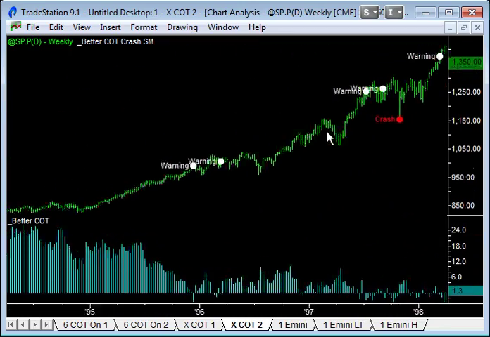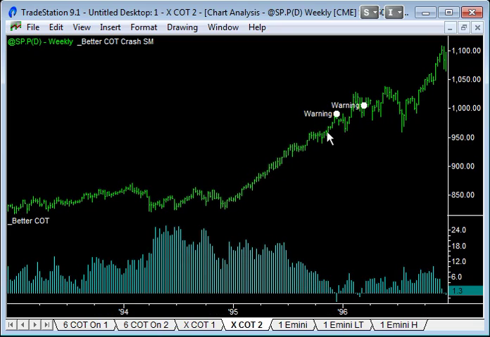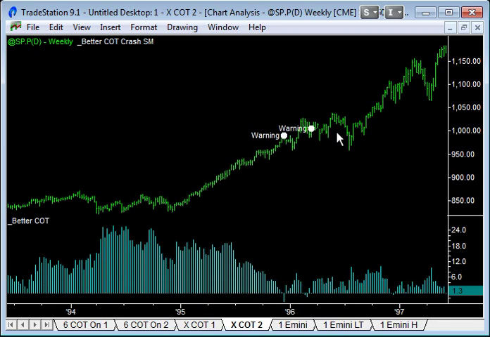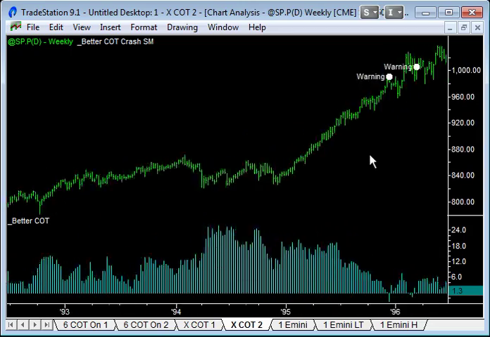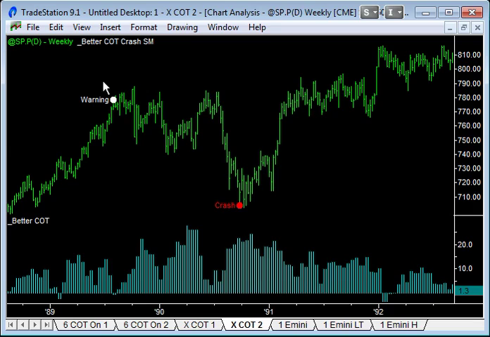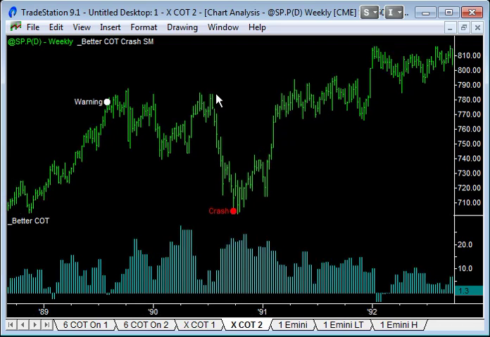Then prior to that, around the 90s, we had 96. We had some warnings there. They led to some weakness, didn't end up being a 10% correction, but certainly a market that was very volatile and unstable. And then if we continue going back, there's a signal that happened in 89 that led to a crash in about 90. Again, super early in terms of that, but we never broke those highs at that point.